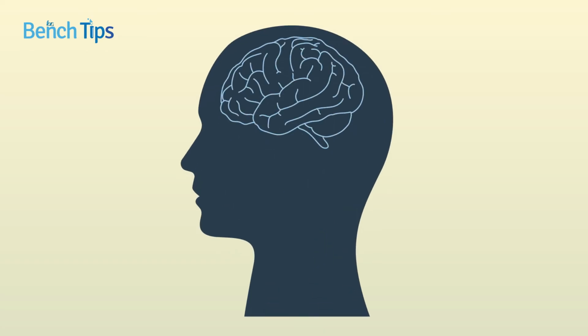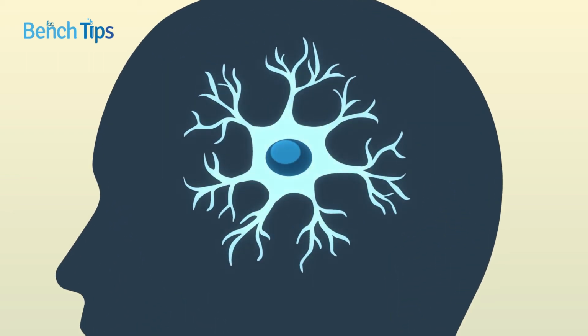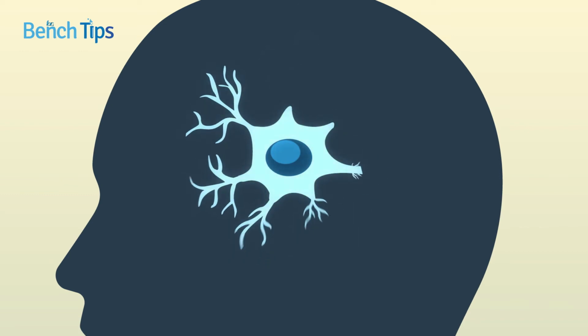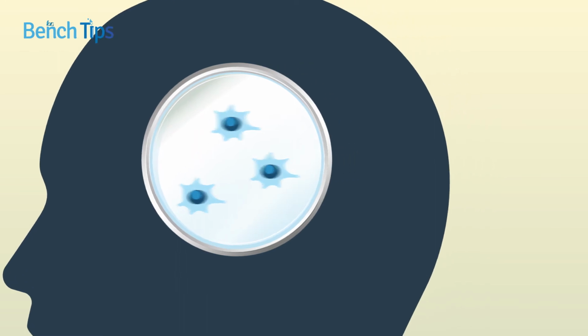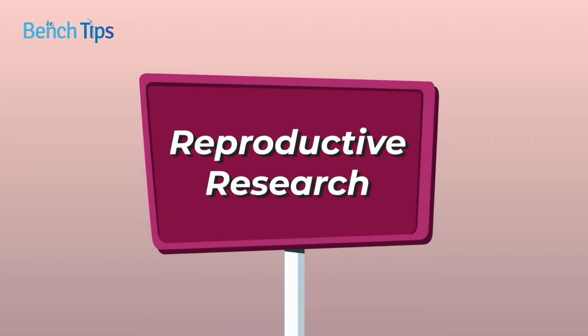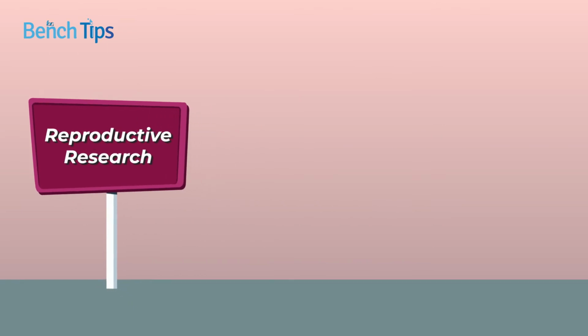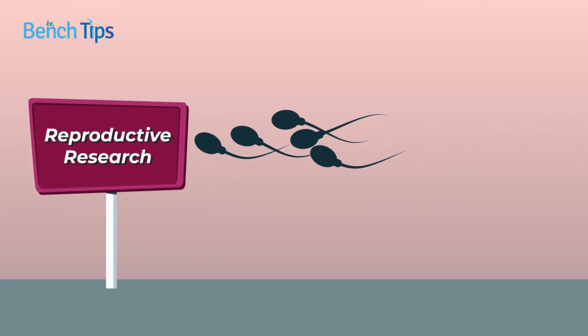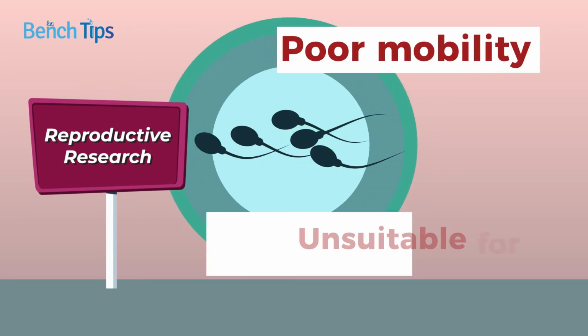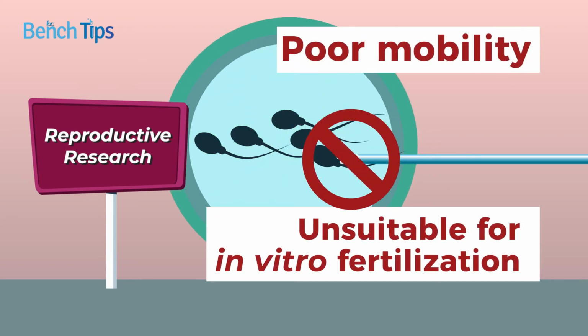Neuroscience is one field that could benefit from gentler cell sorting. Although conventional sorting techniques often have little impact on the viability of neurons, they can prevent neurite outgrowth, even after sorted cells have spent several days in culture. The field of reproductive research is another example. For instance, a large proportion of sperm sorted via electrostatic droplet-based techniques have poor motility and have been found to be unsuitable for in vitro fertilization.